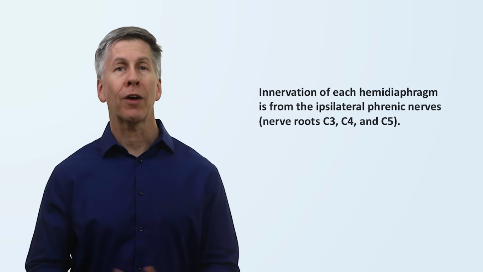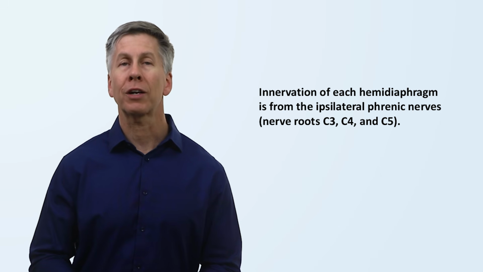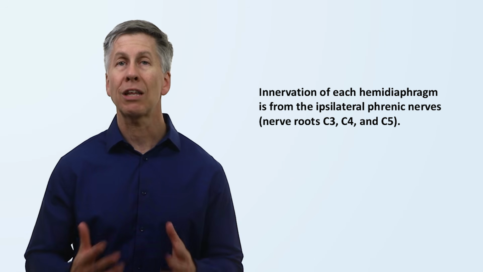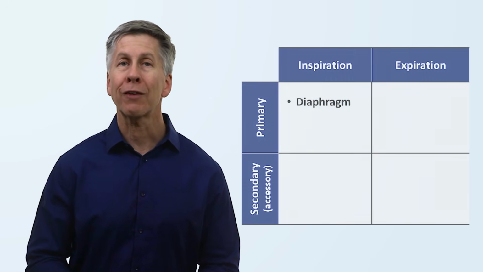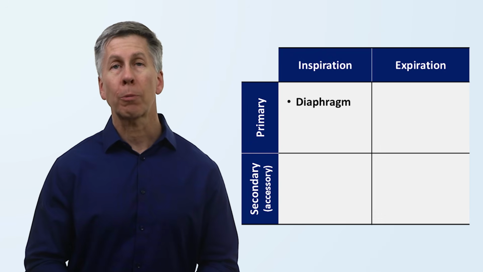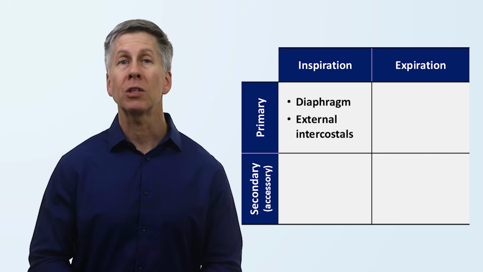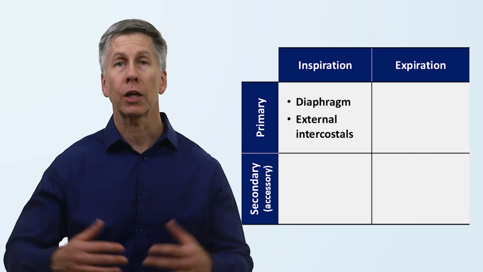Innervation of each hemidiaphragm, that is, each side of the diaphragm, comes from the ipsilateral phrenic nerves, which themselves originate in cervical nerve roots C3, C4, and C5. In addition to the diaphragm, the other primary muscles of inspiration are the external intercostal muscles, which elevate the ribs, expanding the chest wall laterally and anterior-posteriorly.